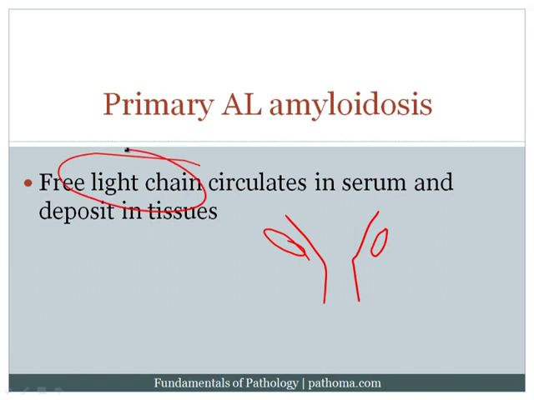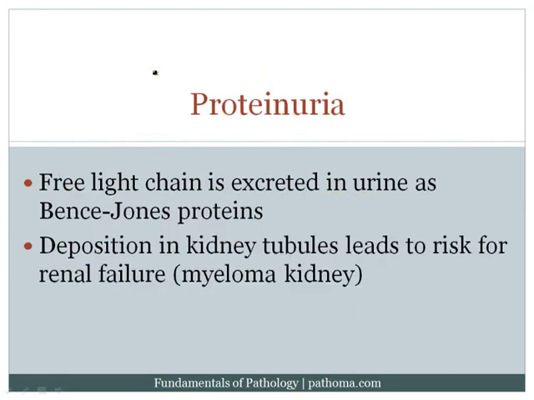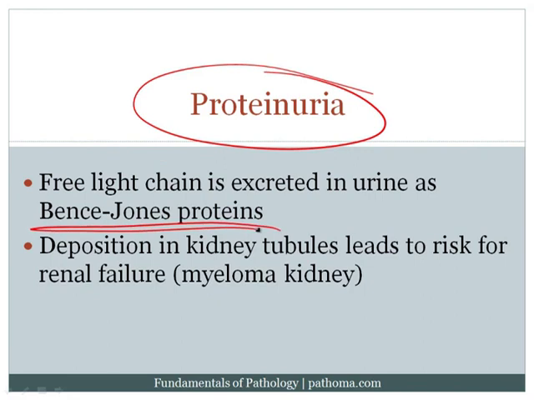And the overproduction of light chain results in free light chain that circulates in the serum and eventually deposits in tissues. And when it deposits in tissues, that forms an amyloid called AL amyloid. And remember that AL amyloid is also known as primary amyloidosis, so these patients can develop amyloidosis. The light chain can also get excreted in the urine, which would then result in proteinuria, and when those proteins, i.e. the light chains, are excreted in the urine, that's called Bence-Jones proteins. At the same time, the light chain can deposit in the kidney tubules, which could then damage the kidney, resulting in renal failure, and that's called myeloma kidney.